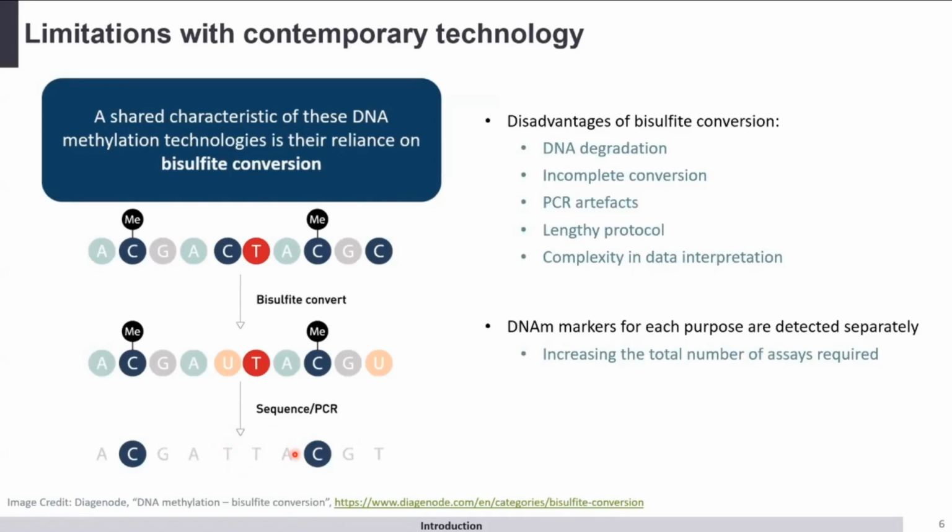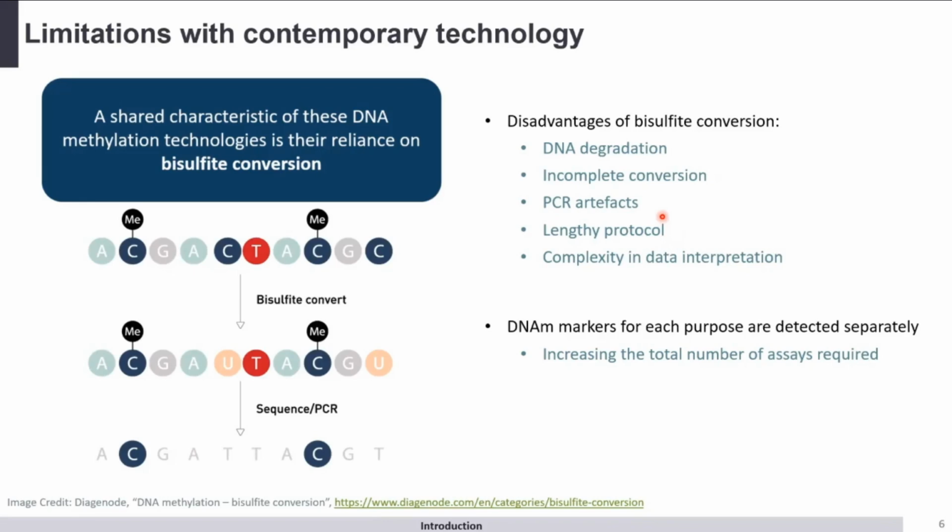The drawbacks of bisulfite conversion-based methods include substantial DNA degradation, as the bisulfite treatment process is harsh and can lead to degradation of DNA. Incomplete conversion, which means unmethylated cytosines may not be converted to uracil, leading to false positive results. PCR artifacts, because converted DNA has reduced sequence complexity, so PCR may preferentially amplify certain regions over others.